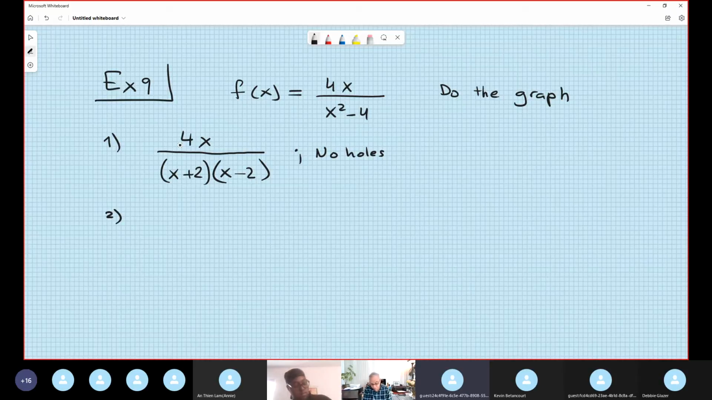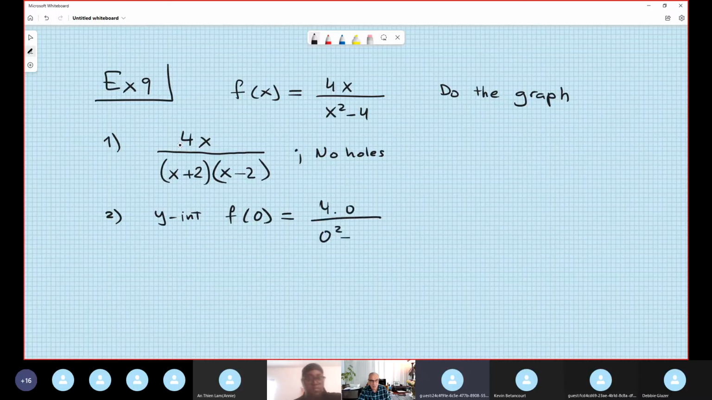What is the second step? Come on, I'm waiting for you. Determine what? Find the Y-intercept. Super. Y-intercept. And the formula to find the Y-intercept: you evaluate the function at 0. Plugging in where? In the factored form or the original, either way. 4 times 0 divided by 0 squared minus 4. 4 times 0 is 0. 0 squared is 0, minus 4 is minus 4. And 0 divided by any number is 0. So now the point (0, 0) is our Y-intercept.